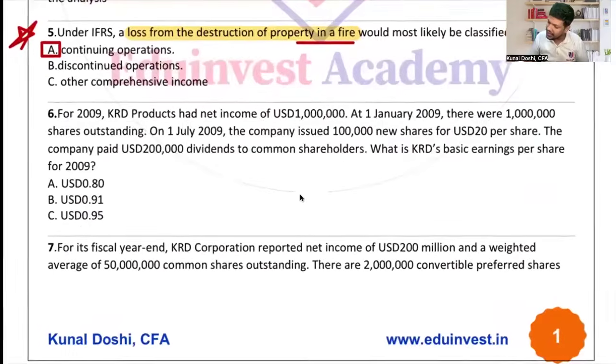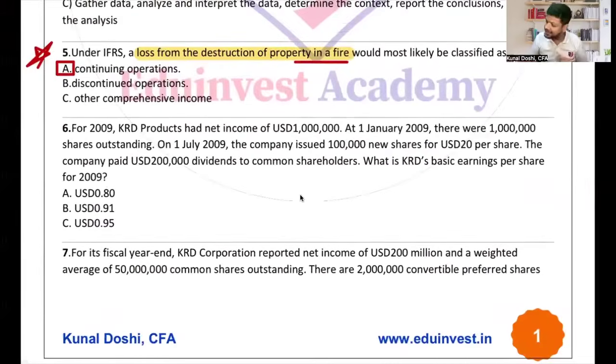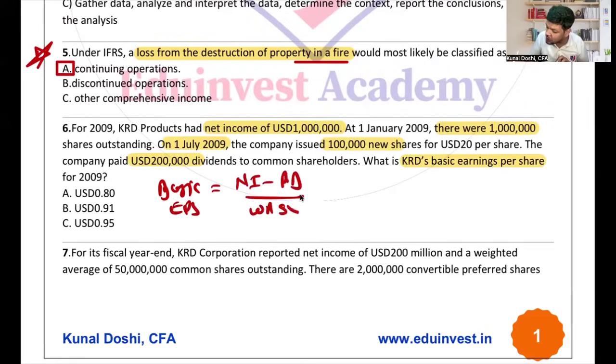For 2009, KRD Products, this very famous company, has a net income of USD 1 million. In January 2009, there were 1 million shares outstanding. This is where comes my favorite thing, EPS, earnings per share. On July 1st, the company issued 100,000 new shares at 20 per share. The company paid USD 200,000 dividends to common shareholders. What is my basic EPS? I'm just going directly with the formula of basic EPS. Basic EPS is net income minus preferred dividend over weighted average shares outstanding.